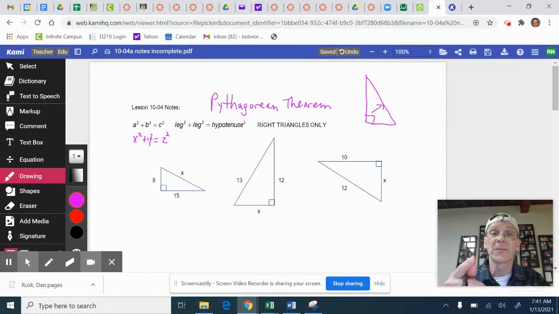So here's the first time I'm going to ask you to pause this video. I want you to try to work through these three problems here in this row and come up with the exact values of X in all three cases. Okay, so pause the video and go.